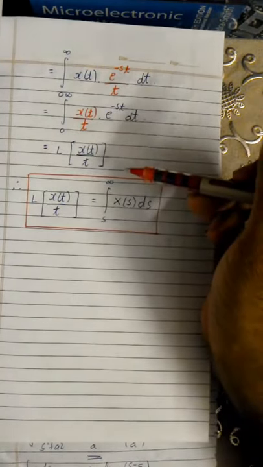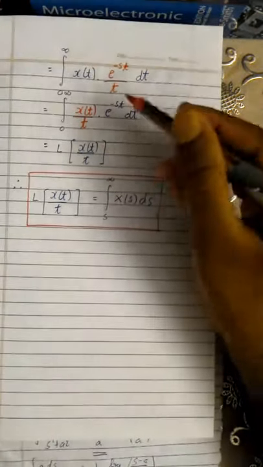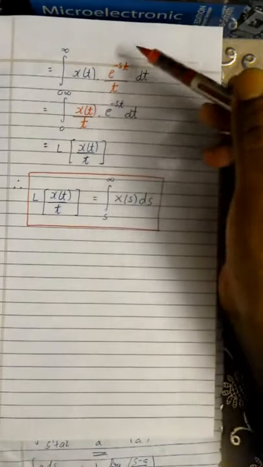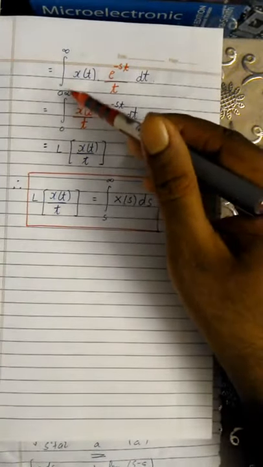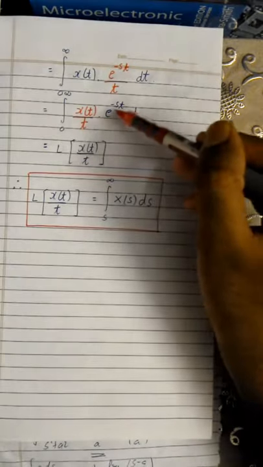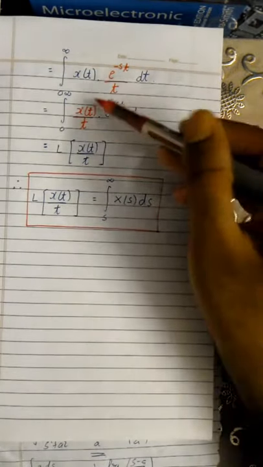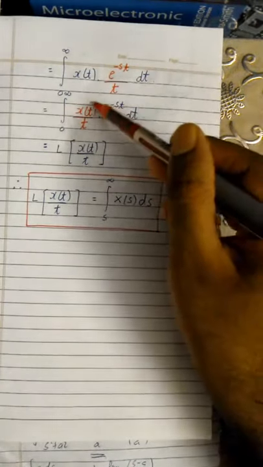You see, the equation for the Laplace transform is the integral from 0 to infinity of x of t e raised to minus st dt. Here it is the integral from 0 to infinity of x of t by t into e raised to minus st dt. So this is nothing but the Laplace transform of x of t by t.